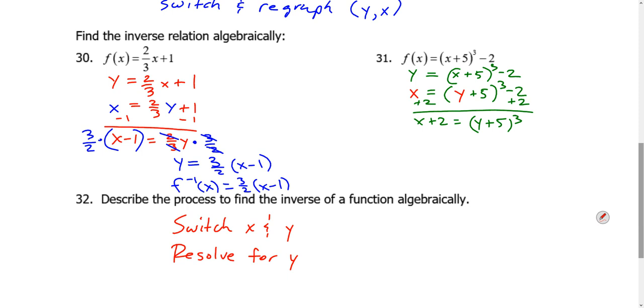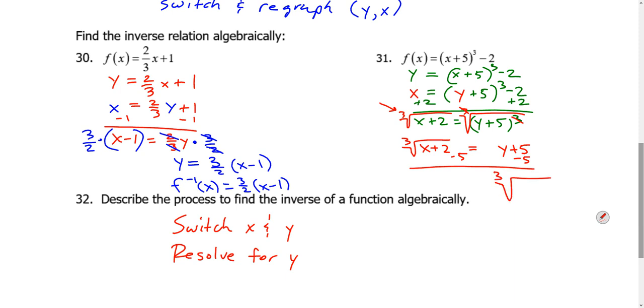To get rid of something that's in parentheses to the 3rd power, we just have to cube root it. When you cube root, you have to make sure you put this little 3 here, otherwise it means something totally different. So you have the cube root of x plus 2 equals, the cube root and the 3rd power cancel each other, so now you're just left with y plus 5. To get the y by itself, you subtract 5 from both sides. So you end up with cube root of x plus 2, and then minus 5.